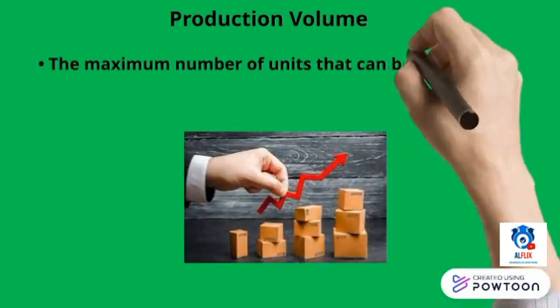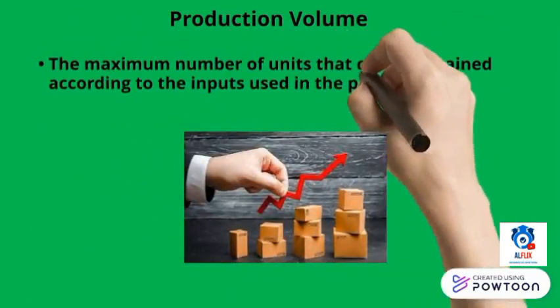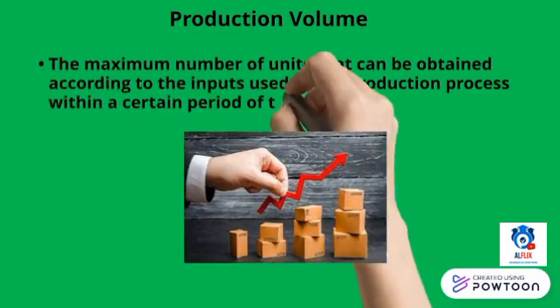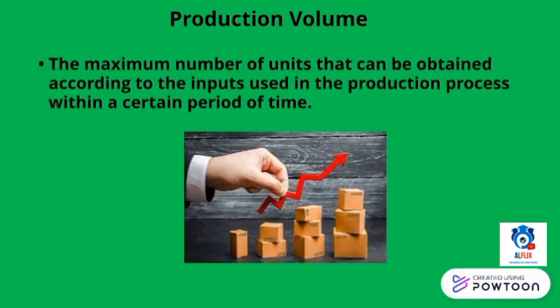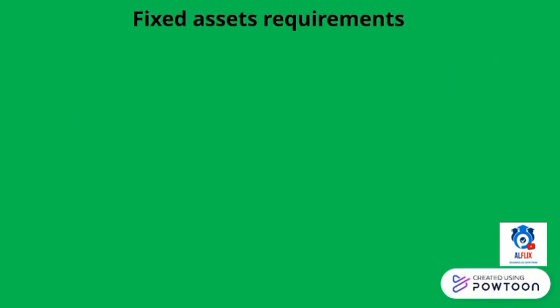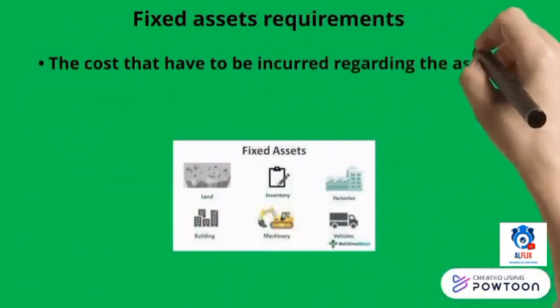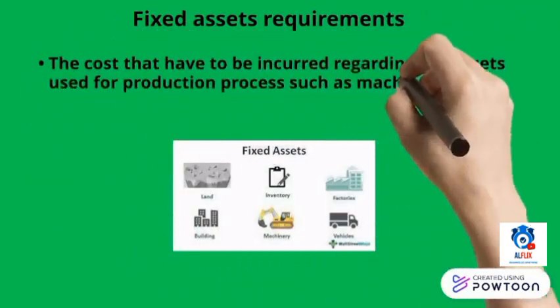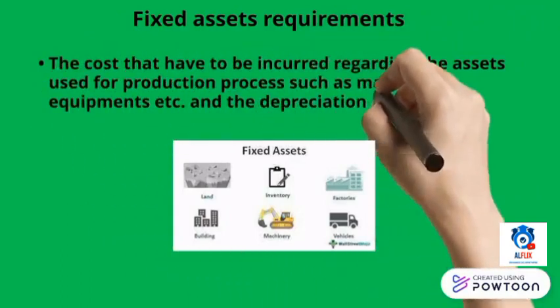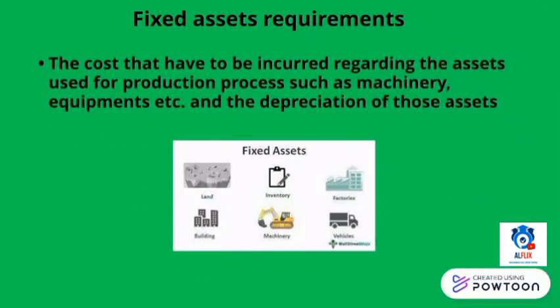Production volume: the maximum number of units that can be obtained according to the inputs used in the production process within a certain period of time is known as production volume. Fixed assets requirement: the costs that have to be incurred regarding the assets used for the production process such as machinery, equipment, etc., and the depreciation of those assets.